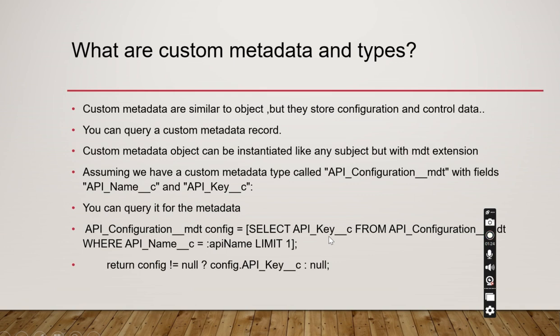So you can query the field API key from the API configuration table, that is the metadata table, where the API name is whatever value you pass. So this is the biggest benefit of this custom metadata type. Usually it is used to store configuration and control data for your organization, similar to custom settings, but much more advanced because you can create many fields and have multiple configurations stored in this organization control and configuration data. Again, you can use this anywhere: in formula fields, validations, etc.